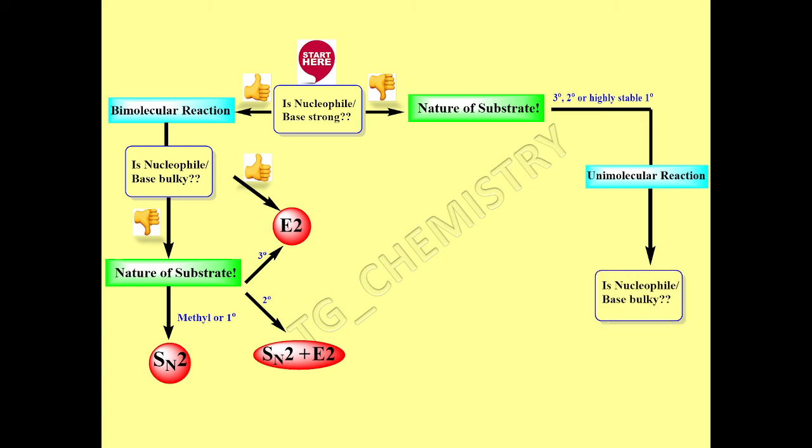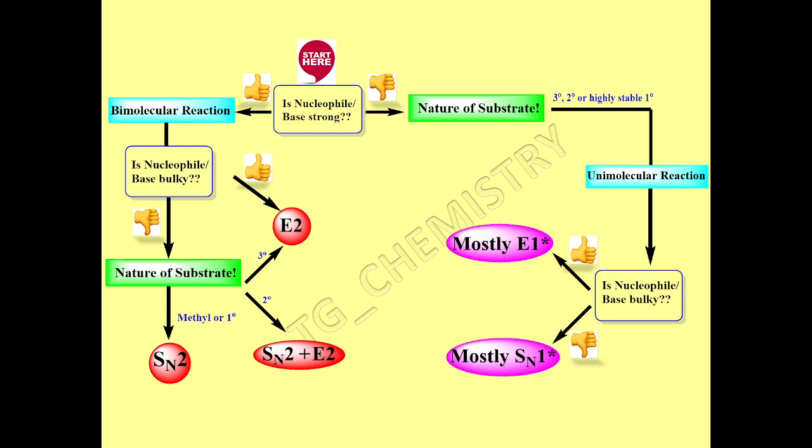So in that case, we need to learn whether the nucleophile or base is bulky or not. There are again two options. If the nucleophile or base is bulky, it mostly follows the E1* pathway. And if the base is not bulky, it will mostly follow the SN1* pathway.